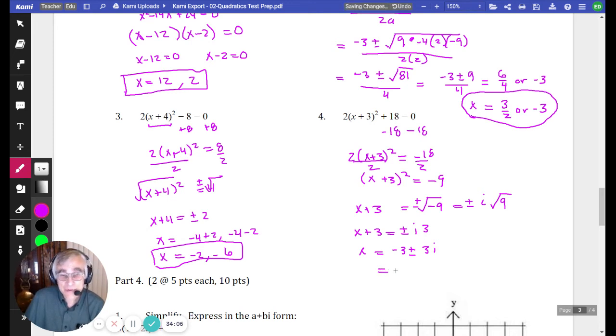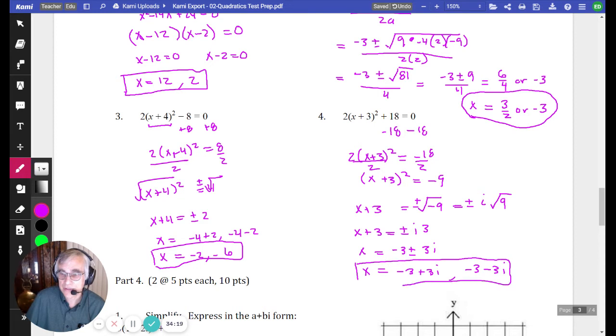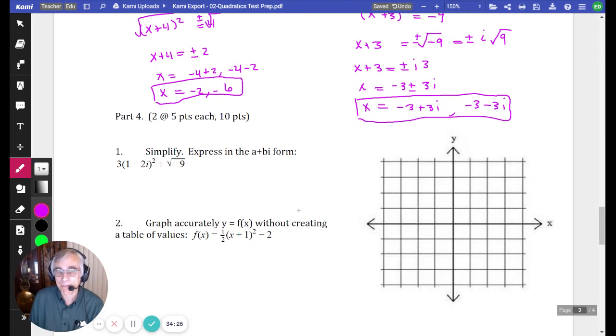If you're asked to come up with 2 distinct values, then you would say, well, negative 3 plus 3i would be 1, and then negative 3 minus 3i would be the other one. So that's 2 distinct values. They are complex. They have a real part and an imaginary part. All right.